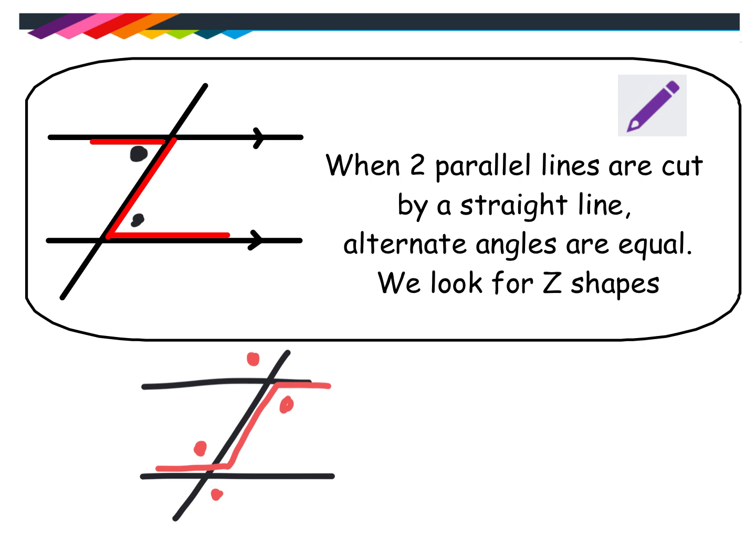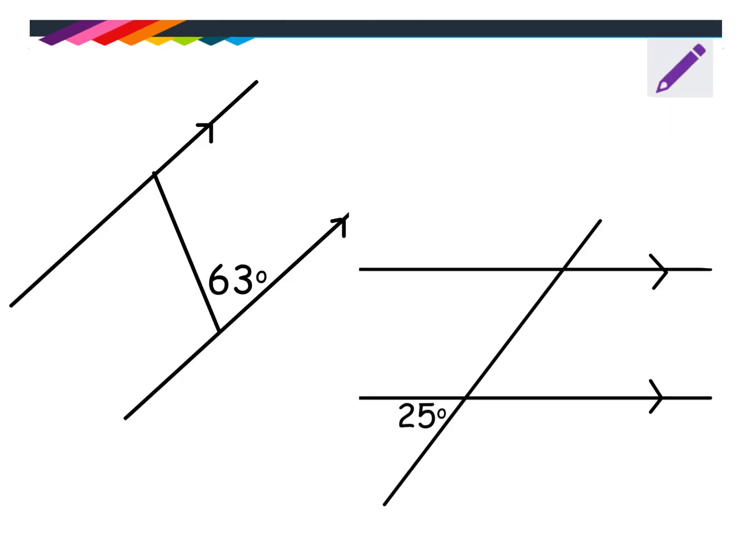Right, let's look at some examples. So here is my first example. I have got two parallel lines with an intersecting line. Okay, the intersecting line stops, but let's highlight our Z shape. So here is my Z shape here, which should hopefully make the other 63 jump out to us. So this one in here is also 63. They are what I call on the insides of the Zs, alternate sides of the line.